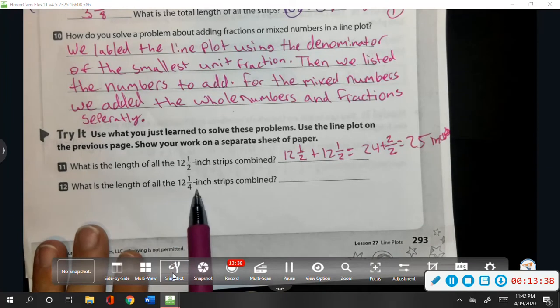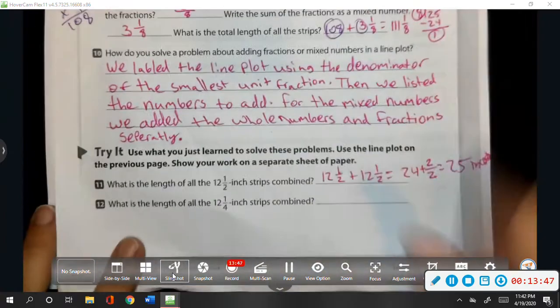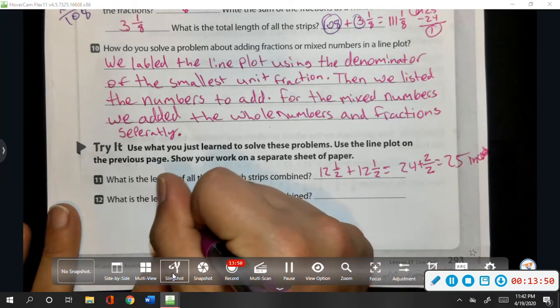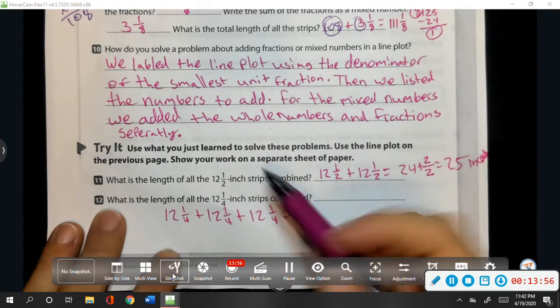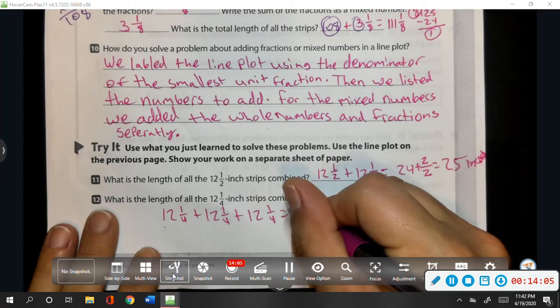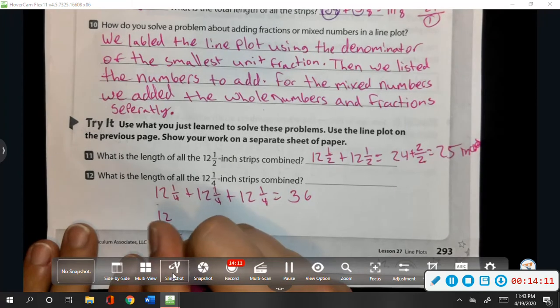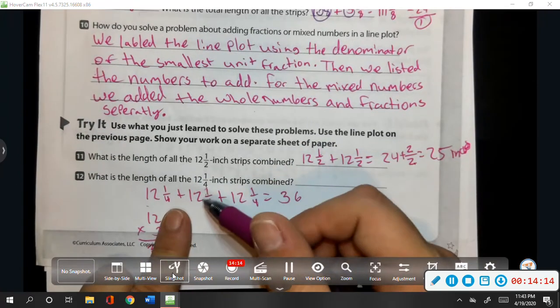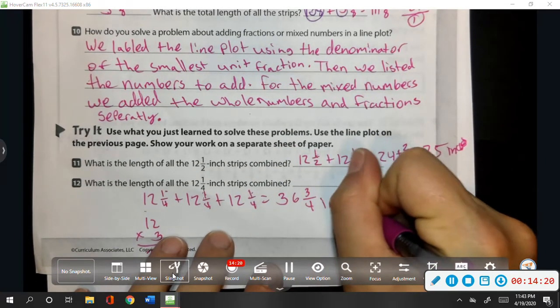So if we just add those together, we get 25 inches. What about the length of all the 12.25-inch strips? Well, how many 12.25-inch strips did we have? We had 3 of them. So we have 12.25 plus 12.25 plus 12.25. 12 plus 12 plus 12. You can either use repeated addition, which would be 2, 4, 6, 1, 2, 3. Or you could have just said 12 times 3 equals 36. And then when we add up our fractions, we have 1, 2, 3, 4 inches.